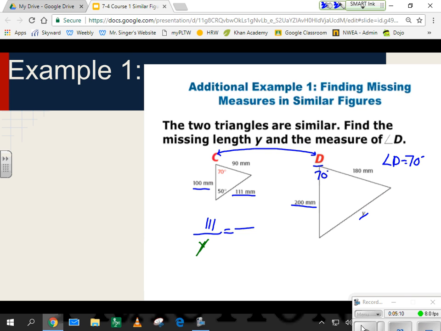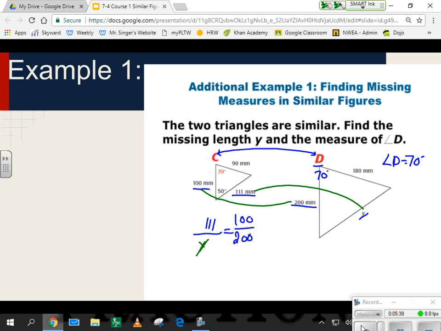So remember, the top numbers are small triangles, so I'm going to make sure my ratio is proper. So I'm going to have 100 to 200. So again, just to show you how we got this, we have corresponding sides of 111 and y and corresponding sides of 100 and 200. And by doing that, we've created a proportion. Now I just have to solve for the y.